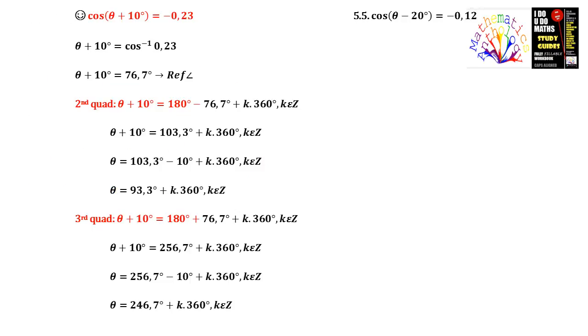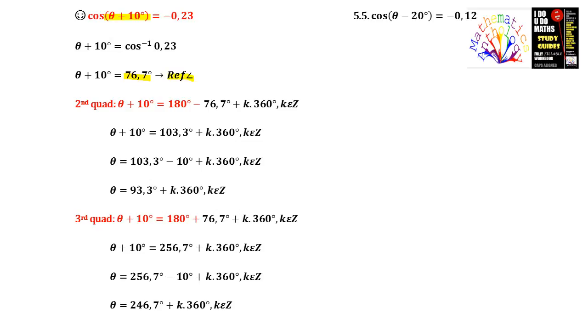Let's try one more. cos(θ + 10 degrees) = −0,23. So our angle here now is not θ. Our angle is this entire thing. It's θ + 10 degrees. So θ + 10 degrees = cos⁻¹(0,23). So my reference angle for θ + 10 degrees is 76,7 degrees.